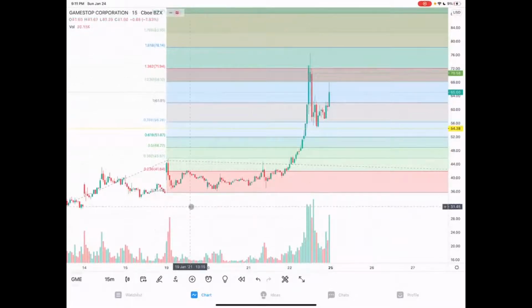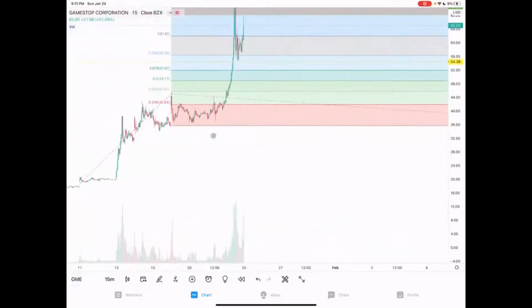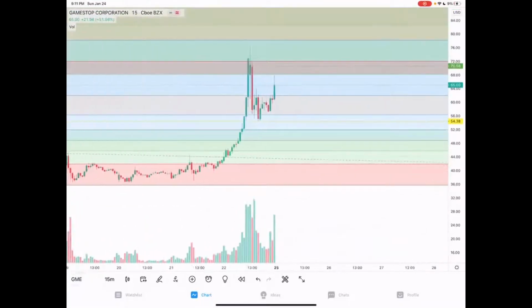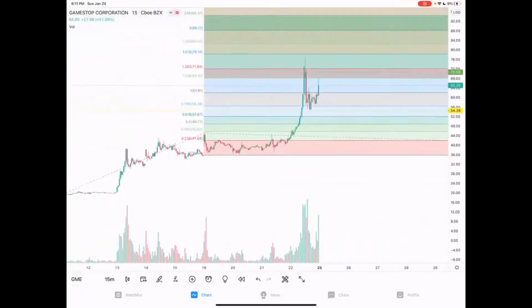And we found all these levels just by setting this line from the initial move down here, up here. And this line was just where support was. So you guys can probably see how we're consolidating around all these levels. So these numbers aren't just random.